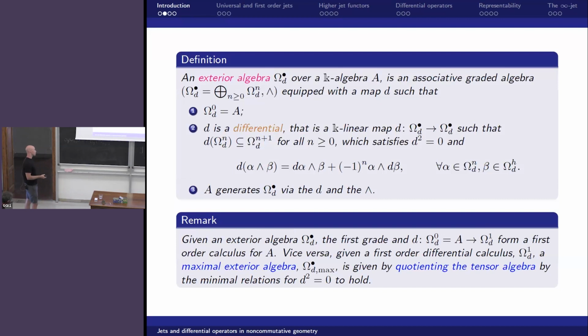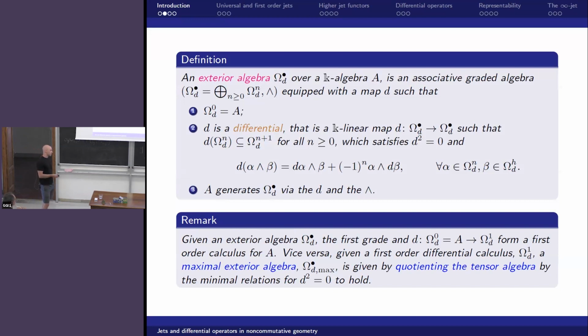So this is just the DGA, which is generated in degree 0. You can always truncate it and get a first order calculus. And if you have a first order calculus, you can always construct an exterior algebra, in particular the maximal exterior algebra, just by taking the tensor algebra and then quotienting by the minimal relations in order to get d squared to equal 0. Other exterior algebras will just be some further quotient of the maximal.